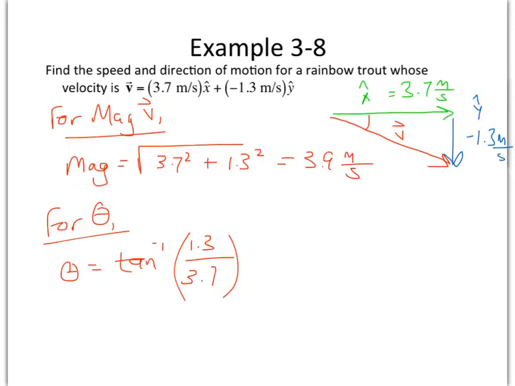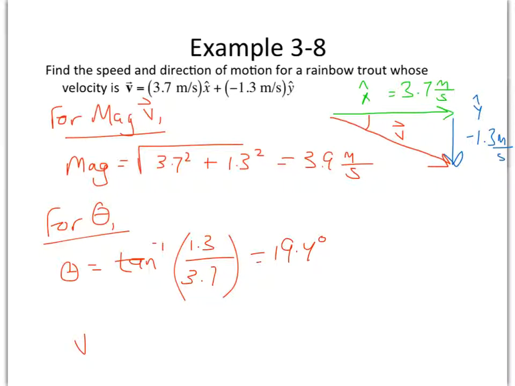We care about really finding what's called the reference angle, or that is the angle that is closest to the nearest axis. So just absolute values will do. So what is the inverse tangent of 1.3 over 3.7? For me, I get 19.4 degrees. Now all we have left to do is just simply to state it all as one answer.